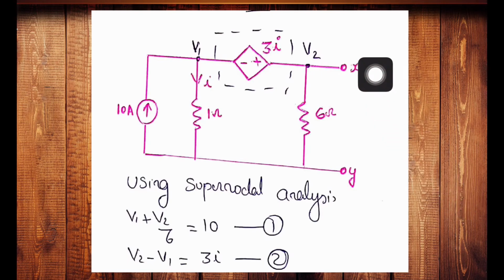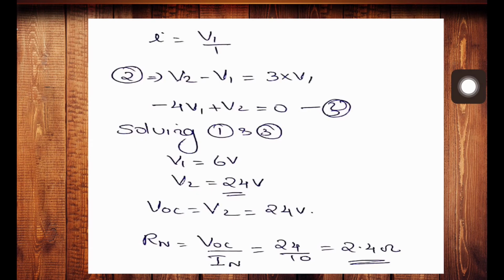Now look at this circuit. Here VOC is the open circuited voltage across these open circuited load terminals XY. By inspecting this network, it is clear that VOC is equal to V2. So we write the open circuited voltage VOC is equal to V2 is equal to 24 volts. Then by substituting the values of VOC and IN in the expression of RN, we get RN is equal to 2.4 ohm. Alright. Thus we calculated the values of Norton current and Norton equivalent resistance.